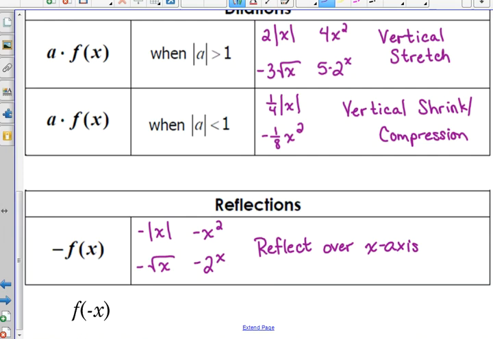It's very easily observable. F of negative x, on the other hand, that's where the negative is with the x. It's not in front of the function. It's with the variable, and that's going to reflect it the opposite way. That's going to reflect over the y-axis.